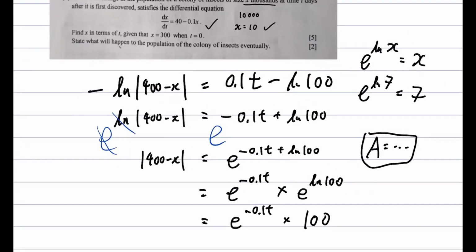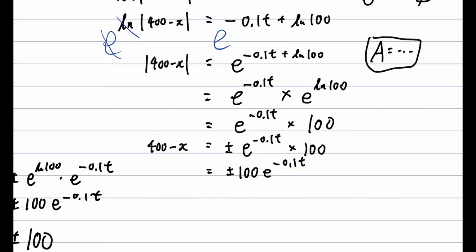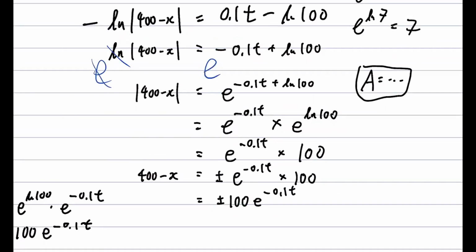So A is 100. Not just 100, plus minus 100, because here you got the modulus. Should open up the modulus or absolute value sign, and you get plus minus everything on the right. But I prefer writing it as plus minus 100 e power negative 0.1 t. Why? Because now I can see my A already. A is right here, plus minus 100. So this is A times e to the negative 0.1 t.